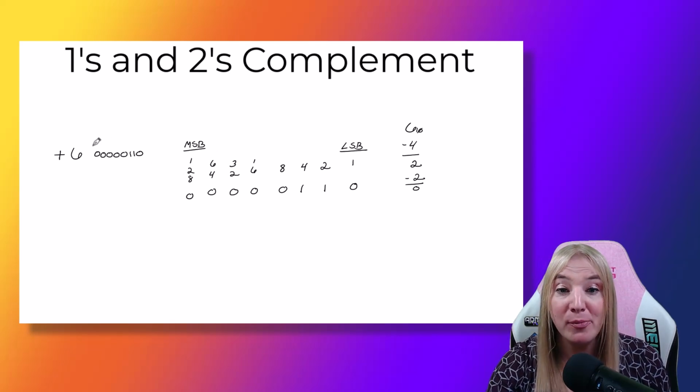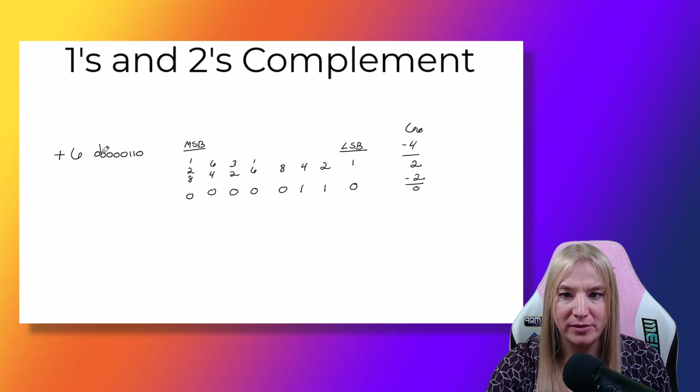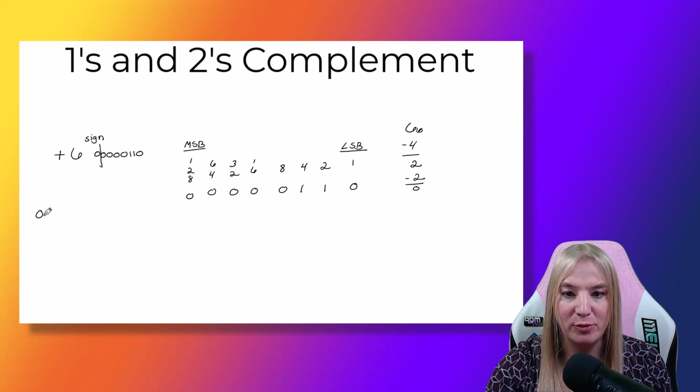Now remember, this is our sign bit over here. This little bit here, that's my sign bit. So basically, in one's complement, a 0 equals positive, and a 1 is going to be negative. So negative is a 1, right?